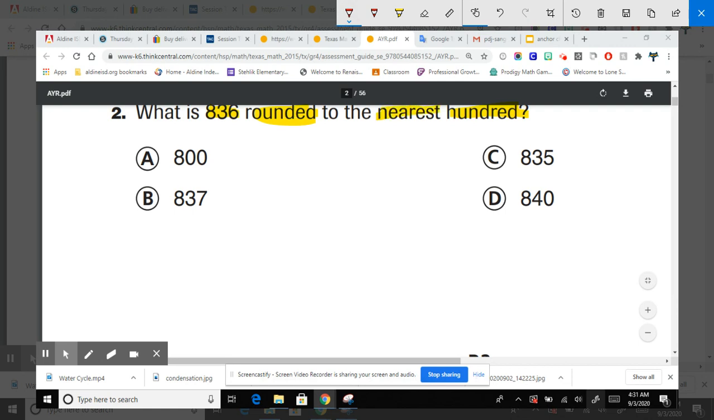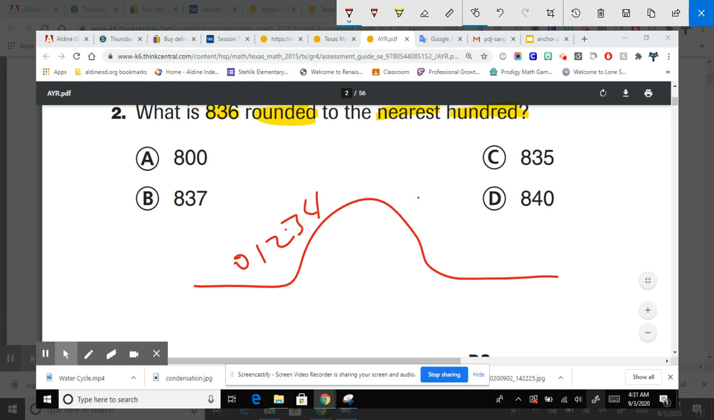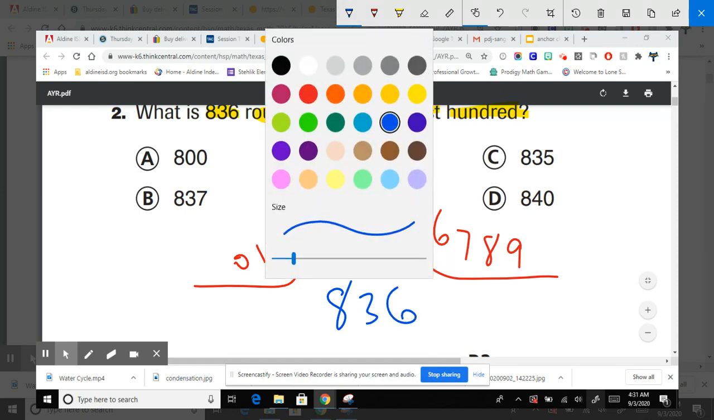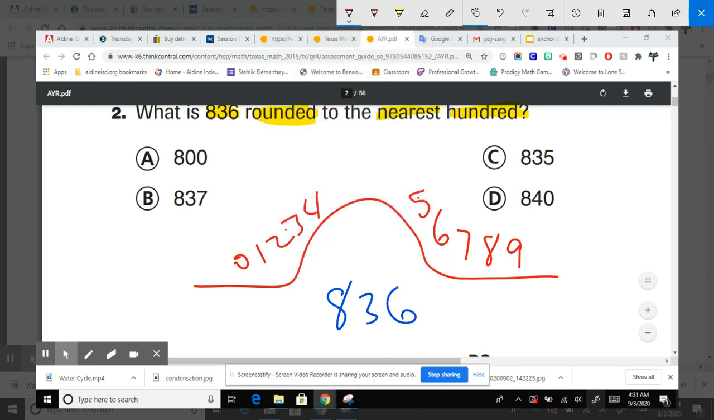So what I'm going to do is create my little hill. I have 0, 1, 2, 3, 4. And then over the hill, I have 5, 6, 7, 8, 9. I'm going to put that number right in the middle, 836. Now I am going to round to the nearest 100. So I'm looking for the hundreds place. I look at the number next to it to the right. I see that it is a 3.